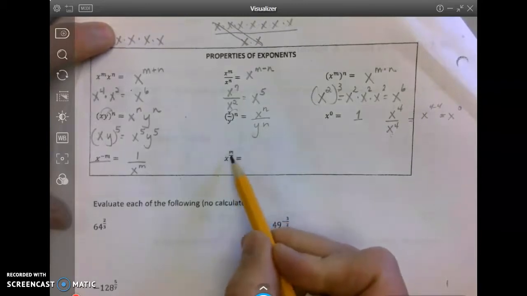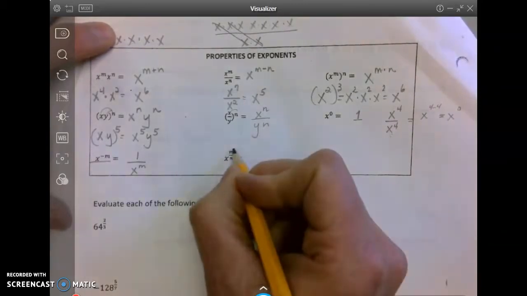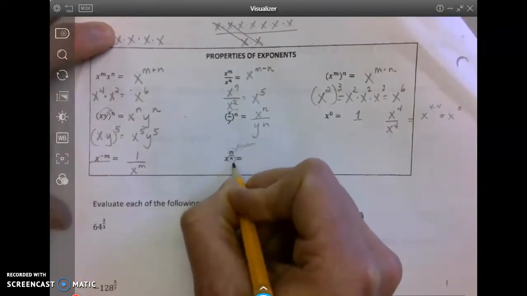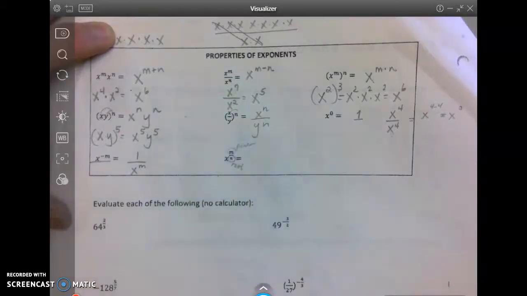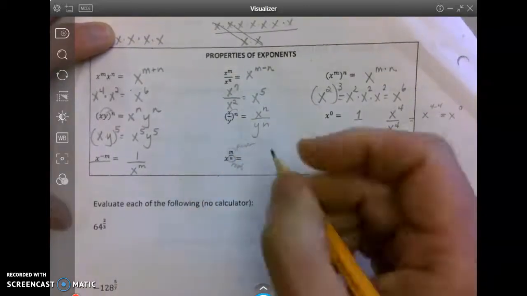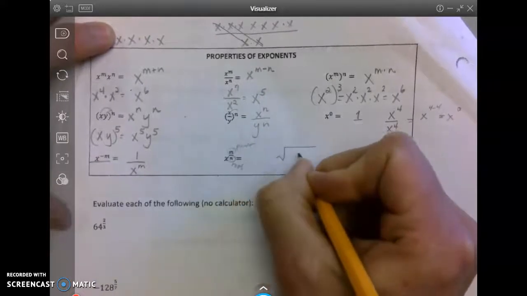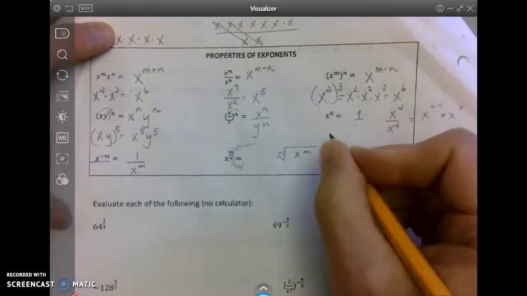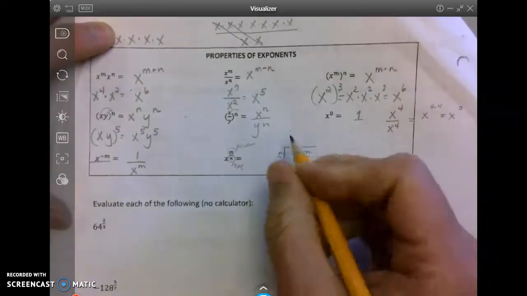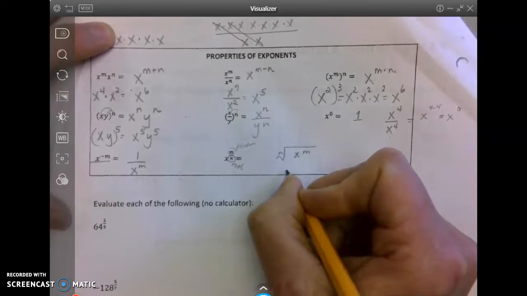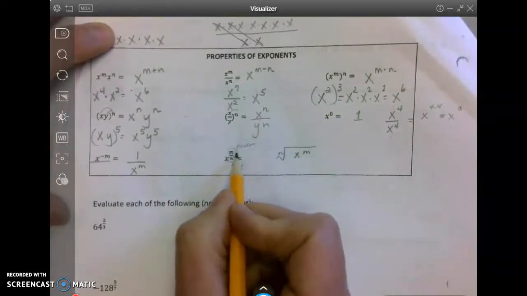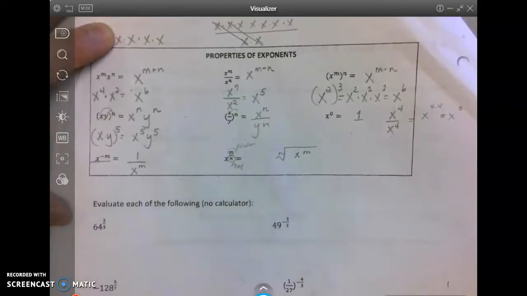And x to the m over n, we always have power over root, and it makes sense that the root is in the bottom, the power is on top. So we have x to the m and the nth root. That's usually just how we'll write it, so I'm just going to leave it like that and keep it simple, okay? So we have power on top and root on the bottom.